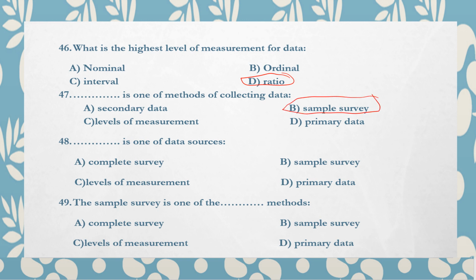Which is one of the data sources? We have two sources of data: primary data and secondary data. The choices are complete survey, sample survey, levels of measurement, and primary data. And the correct answer is primary data. The sample survey is one of the methods of collecting data; sample is one of the sample survey methods.